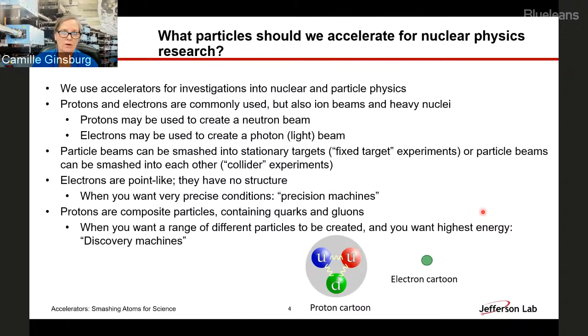Protons, on the other hand, are composite particles containing quarks and gluons. And if you want a range of different particles to be created, and if you want highest energy, then you might pick protons. Those are often called discovery machines. And you can see our cartoon of two up quarks and a down quark with gluons, which is a proton cartoon, and then the electron cartoon shows that the electron has no internal structure.